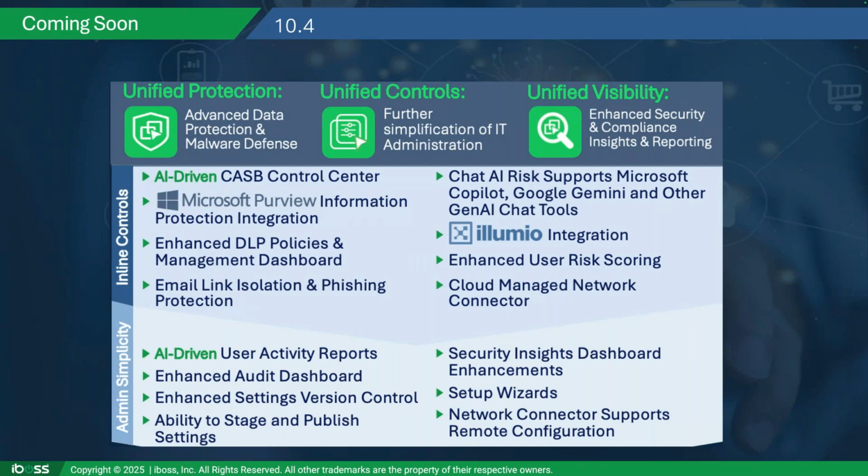Before we wrap up, I just wanted to mention our next version 10.4 will be released this month. Some exciting new features being released in this update, things that we've been working on for some time. We're expanding our CASB. We're going to be using AI to automatically catalog and get visibility of things like zero-day apps or any app that customers are using.